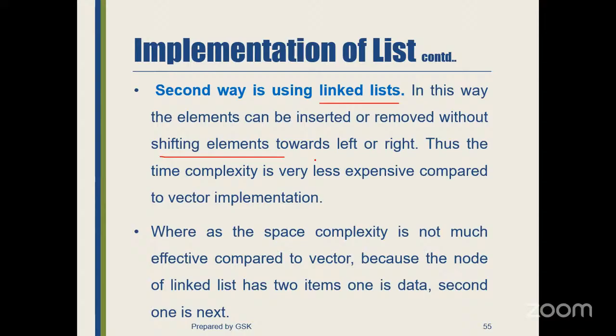So the elements can be inserted or removed without shifting the elements towards left or right. Thus, the time complexity is very less compared to the vector implementation. So it takes very less time compared to the vector implementation. And space complexity is not much affected compared to the vector, because the node of a linked list has two items: one is data, second one is next.